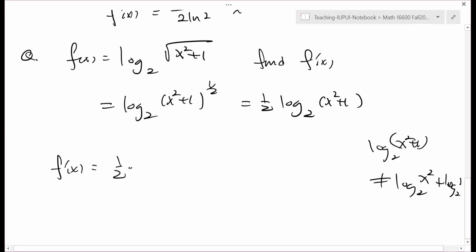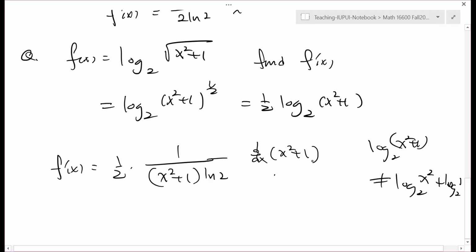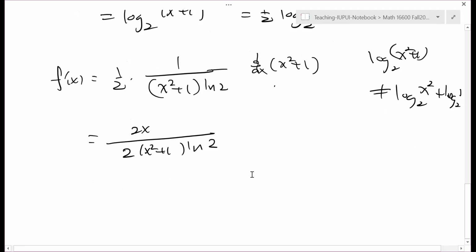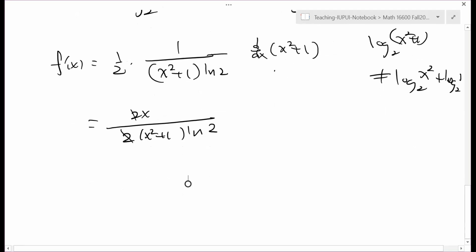Then apply the formula. You move x squared plus 1 to the denominator, and you have to multiply by natural log of 2 because the base is 2. Then you find the derivative of x squared plus 1. The derivative of x squared plus 1 is 2x, so you get 2x on the top. So that is the answer.